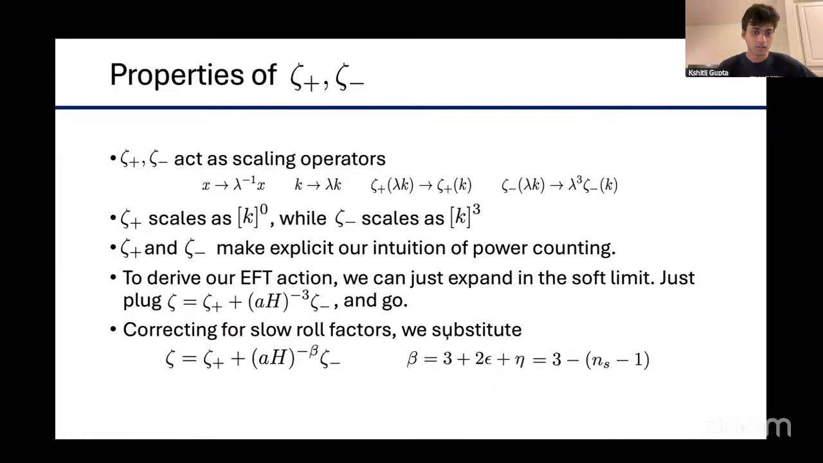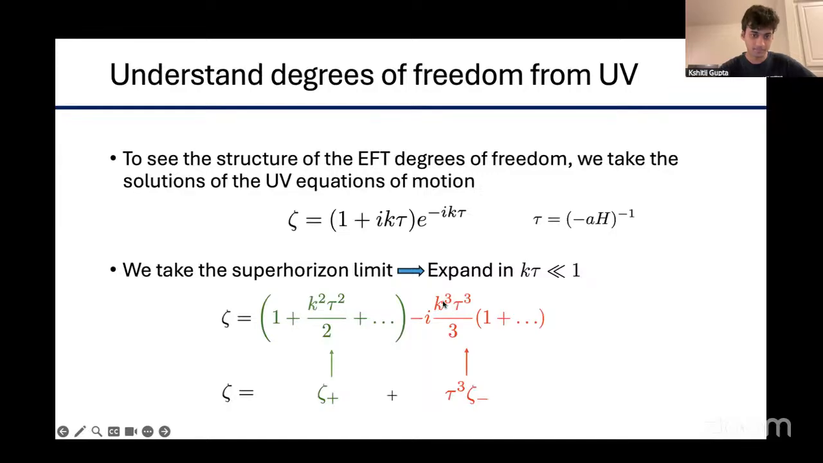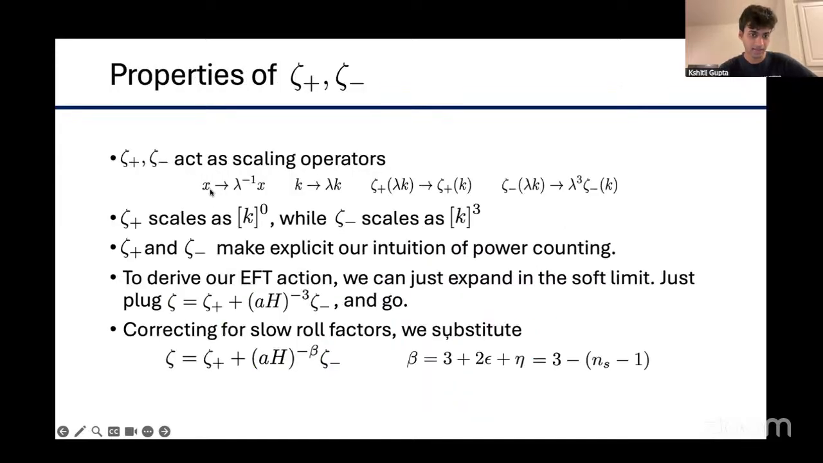Good. So what zeta plus and zeta minus essentially do is act as scaling operators, because they're proportional to powers of k. As you scale x and k, zeta plus is a constant, so it scales as lambda to the 0, while zeta minus scales as lambda cubed. So zeta plus scales as k to the 0, zeta minus scales as k cubed. And because zeta plus and zeta minus are expansions in k tau, they make explicit our intuition of power counting.